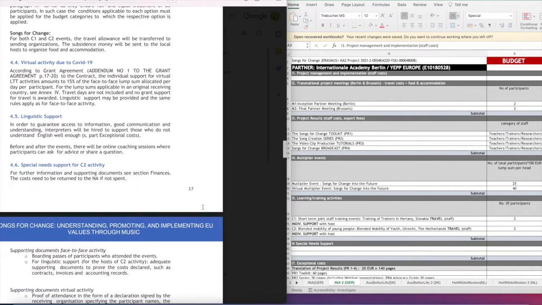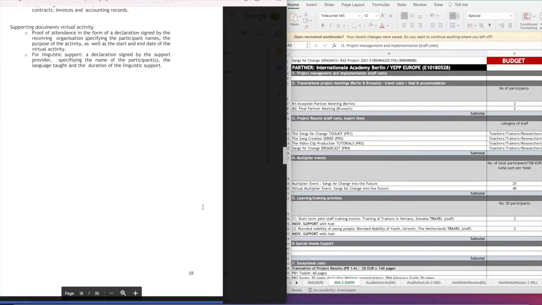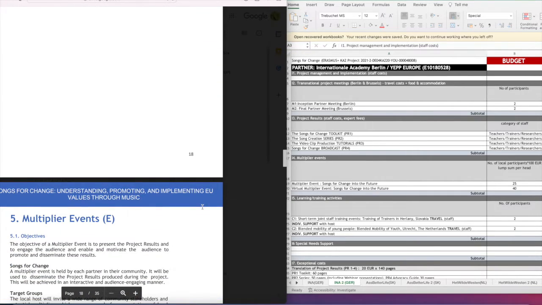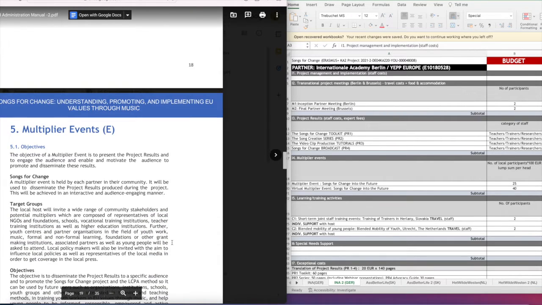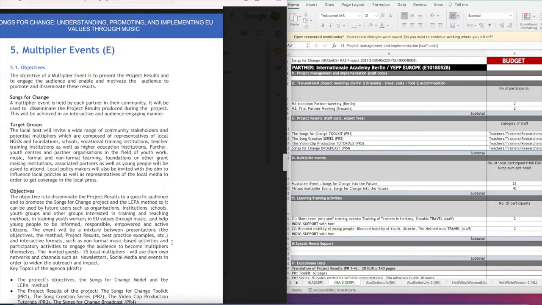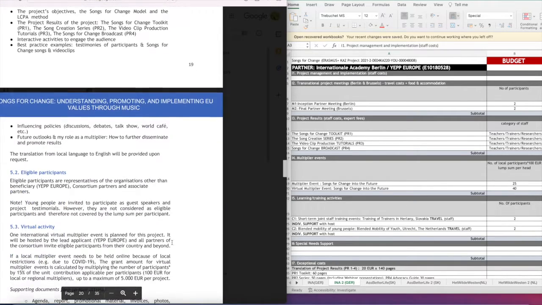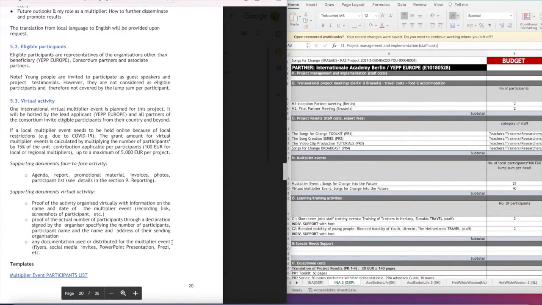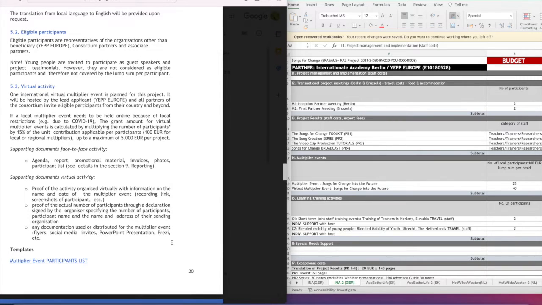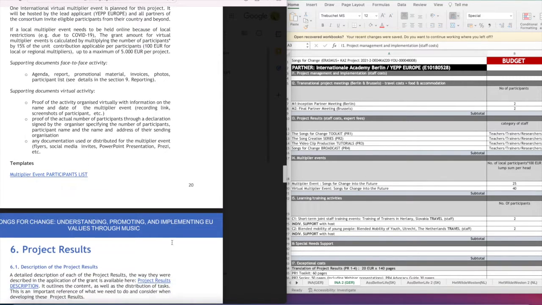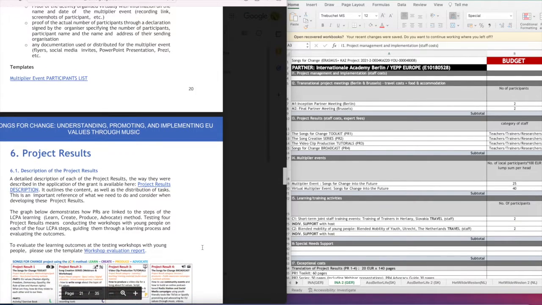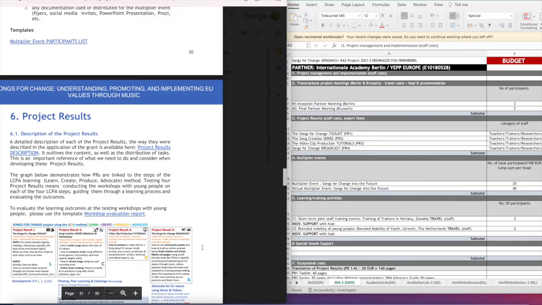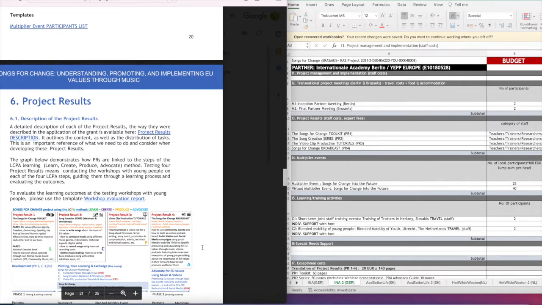Then the next is multiplier events. You have them also here in the budget. Again, a description about the objectives, target groups, etc., and the key documents which have to be submitted in order to claim costs and important documents for the reporting. Then you have the cost category project results. Project results you can see here in the budget.